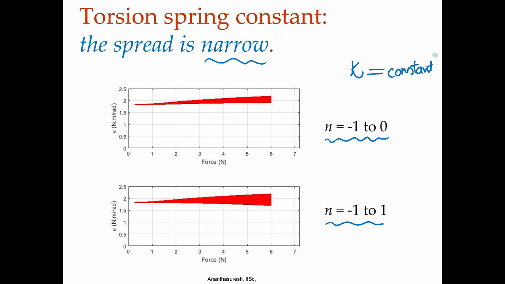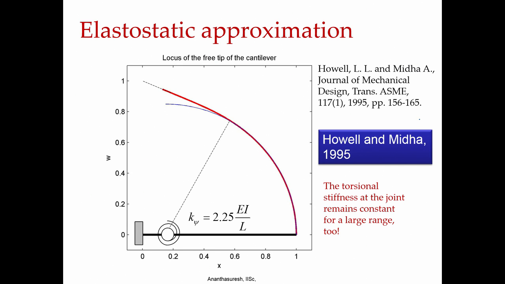Okay, that is the eureka moment, and that was the contribution of Howell and Midha. Professor Ashok Midha was a professor at that time at Purdue University, and Larry Howell was his student. They observed this very nice thing, that this kappa is constant, and that is what I call the elastostatic approximation. When Burns and Crossley did that in 1968 for kinematic approximation, they said 5/6 L, they said, well, not only that, this kappa that we have, okay, they used K.